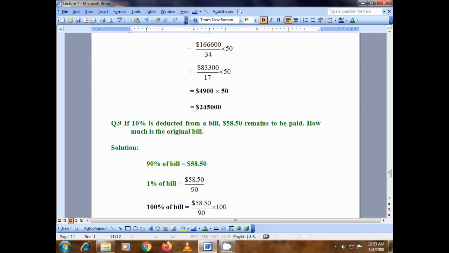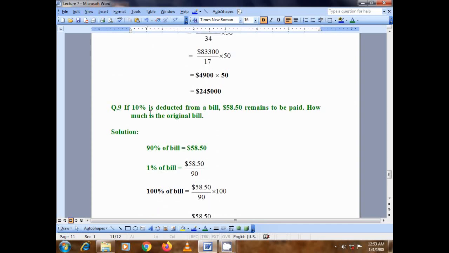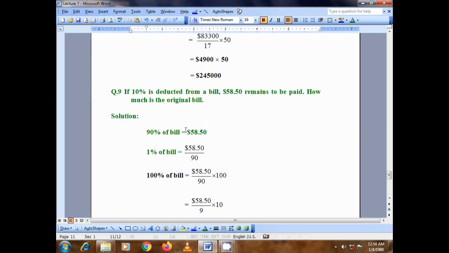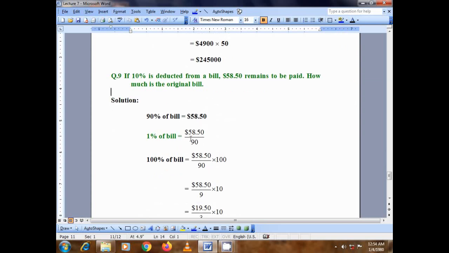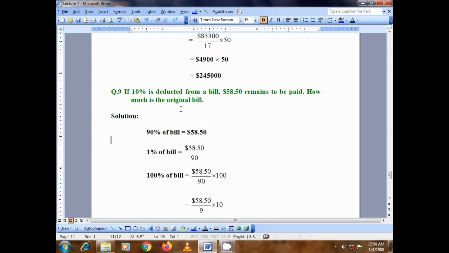Next question. Question number 9. If 10% is deducted from a bill, $58.50 remains to be paid. How much is the original bill? So just like we have done question number 8 and 7, the same method will be applied to solve this question number 9. So let me change the color first.